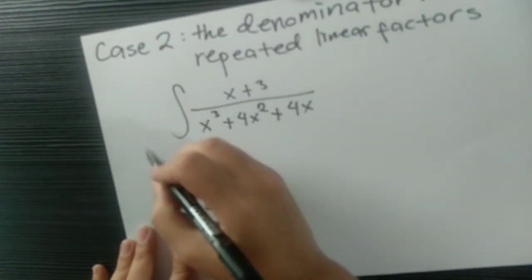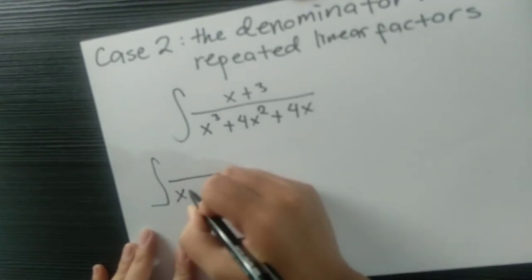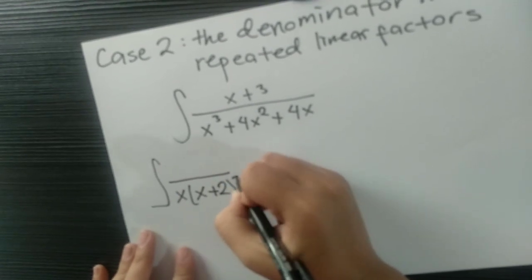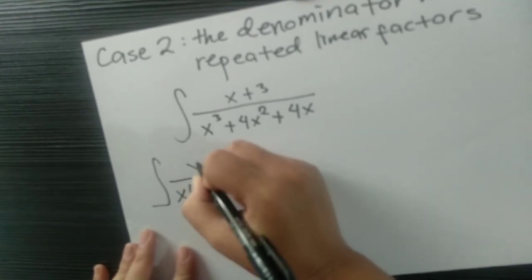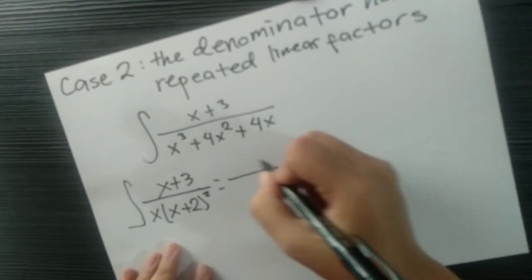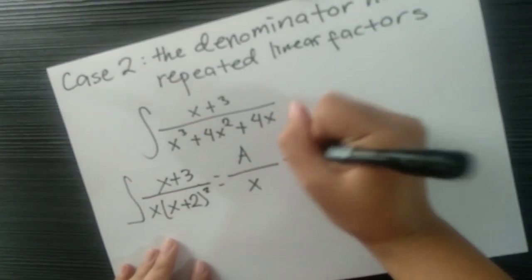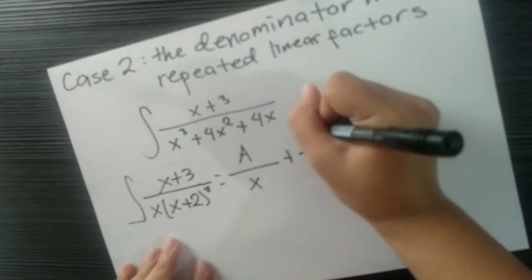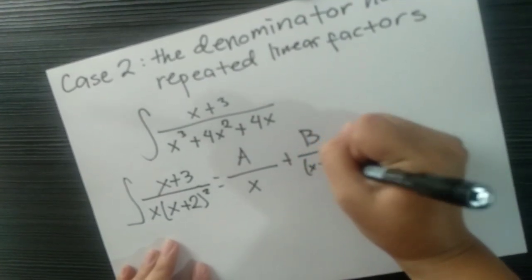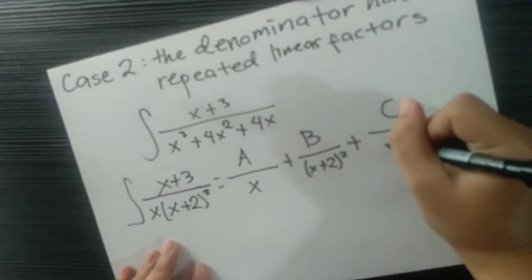Factor out the denominator. So that's the integral of (x + 3) over x times (x + 2) squared, which is equal to A over x plus an unknown variable, let's write B, over (x + 2) squared plus C over (x + 2).